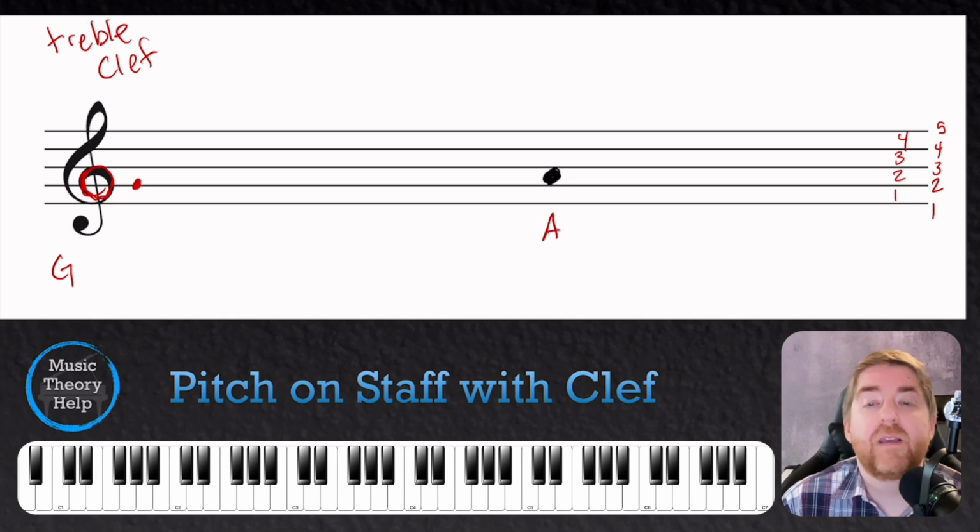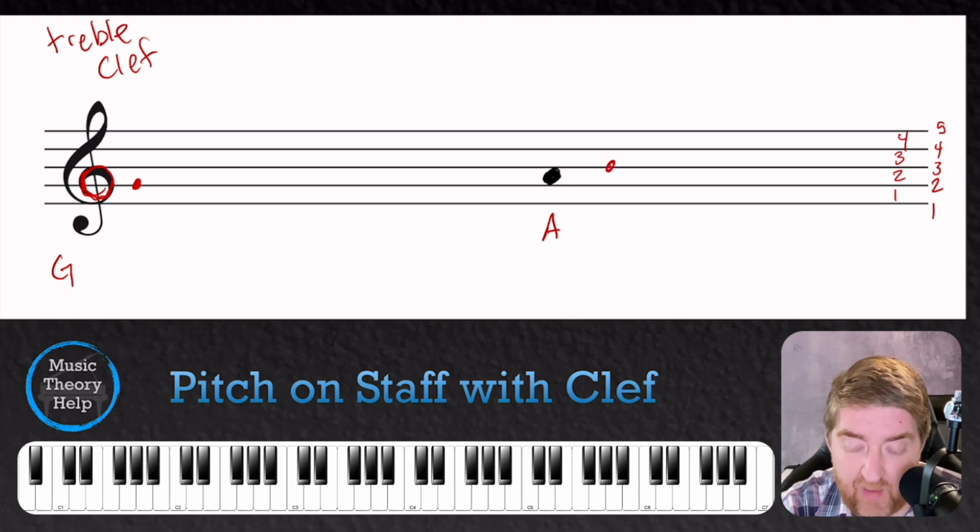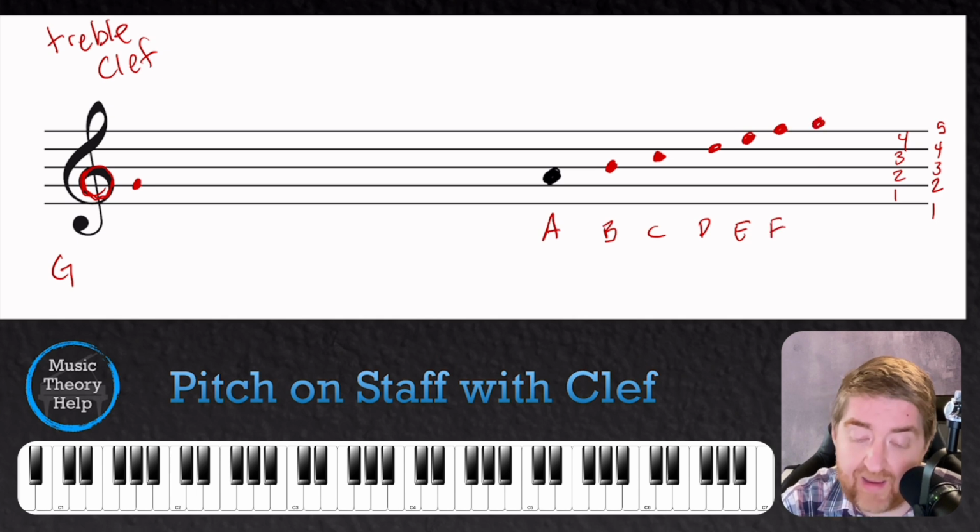You guessed it from where we started in our last two examples. We can do exactly the same thing. We're going up by line space each time. So A is on a space. As we go up to the line, this is B, and up to the next space, C, D, E, F, G. We can write it above the fifth line.